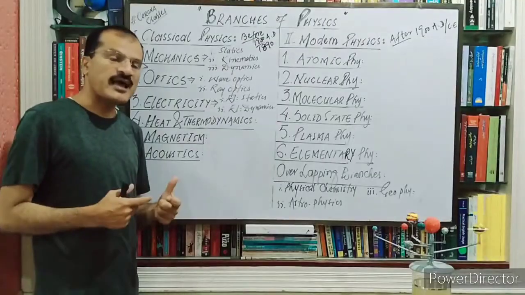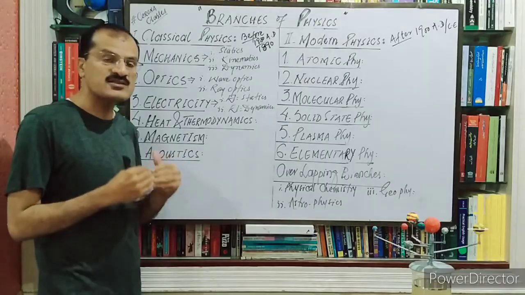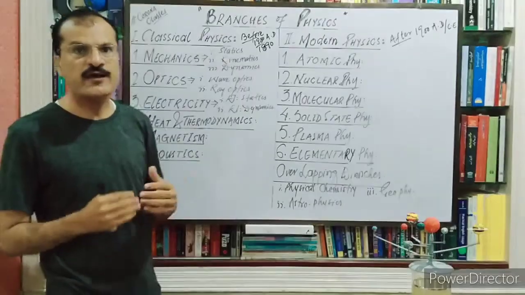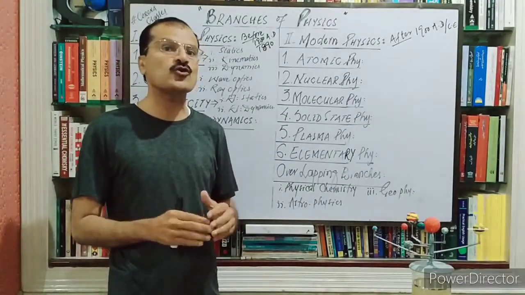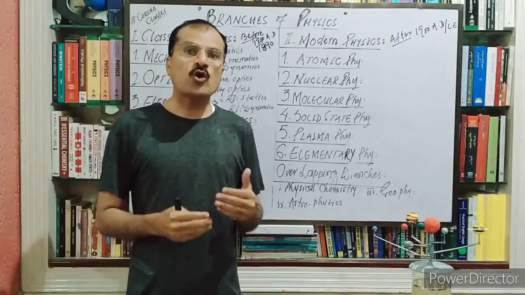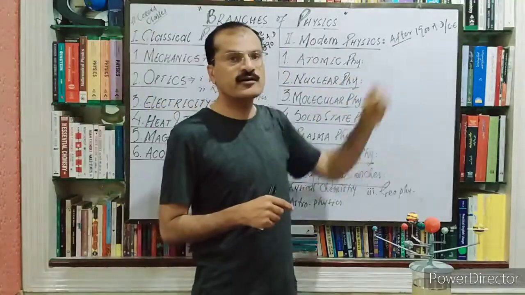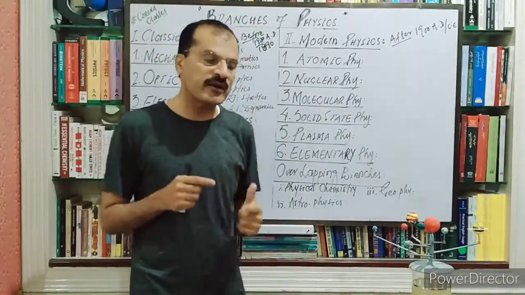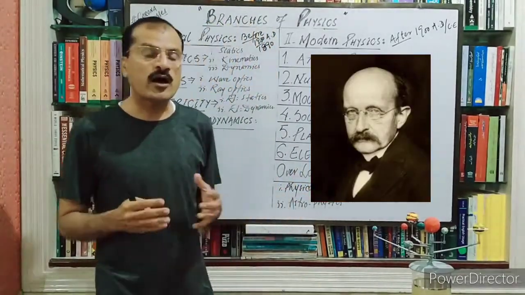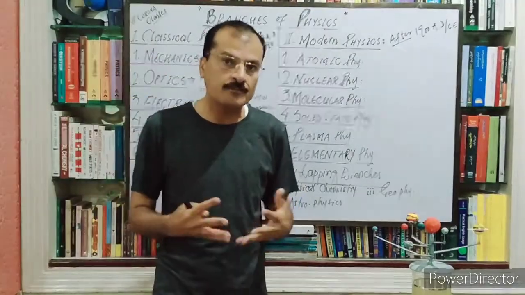Classical physics is sometimes known as Newtonian physics, because it is based on mechanics, and mechanics is based on Newton's laws. That is why classical physics is also known as Newtonian physics. And modern physics is also known as quantum physics because it started from 1900 AD, when Max Planck, a German physicist, proposed his famous theory, known as the quantum theory, or Planck's law.